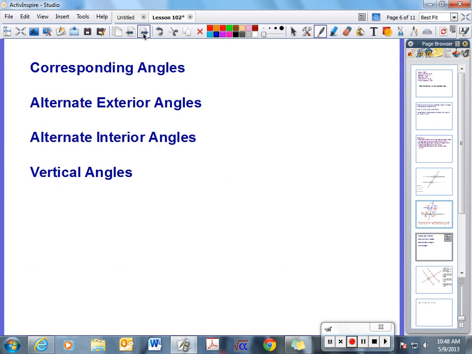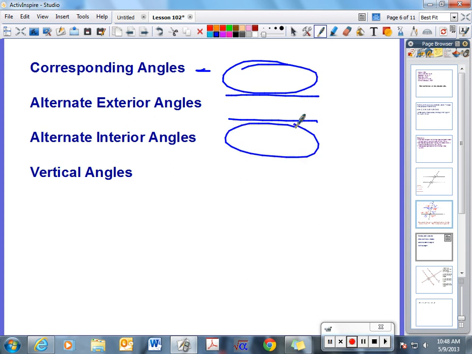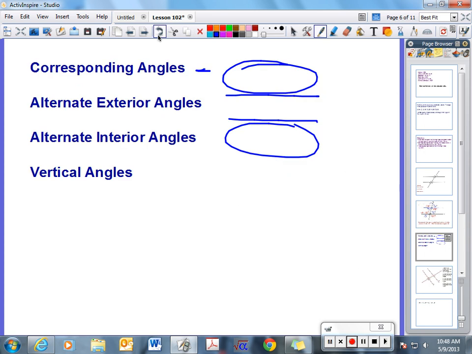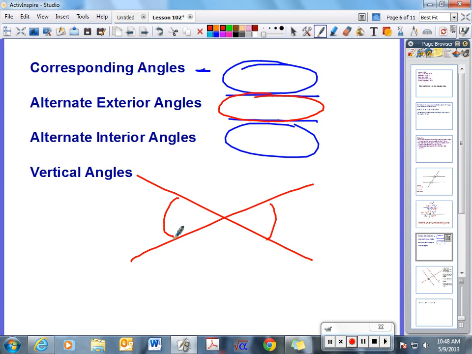There's our vocabulary there. Again, corresponding would be in the same position. Alternate exterior would be on the outside of the parallel line, so they'd be angles up here and out there. Interior would be angles that are inside the parallel lines. And then vertical angles, remember, are these that are opposite of each other.